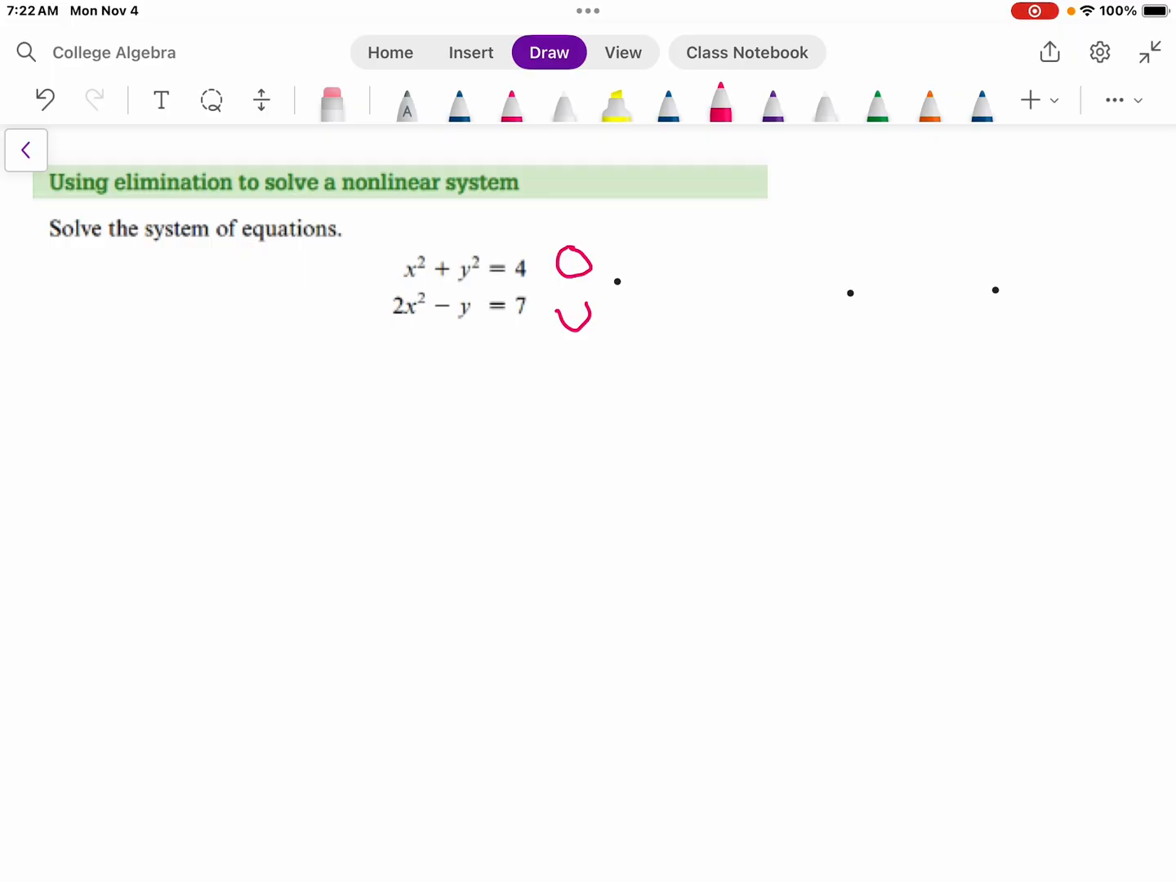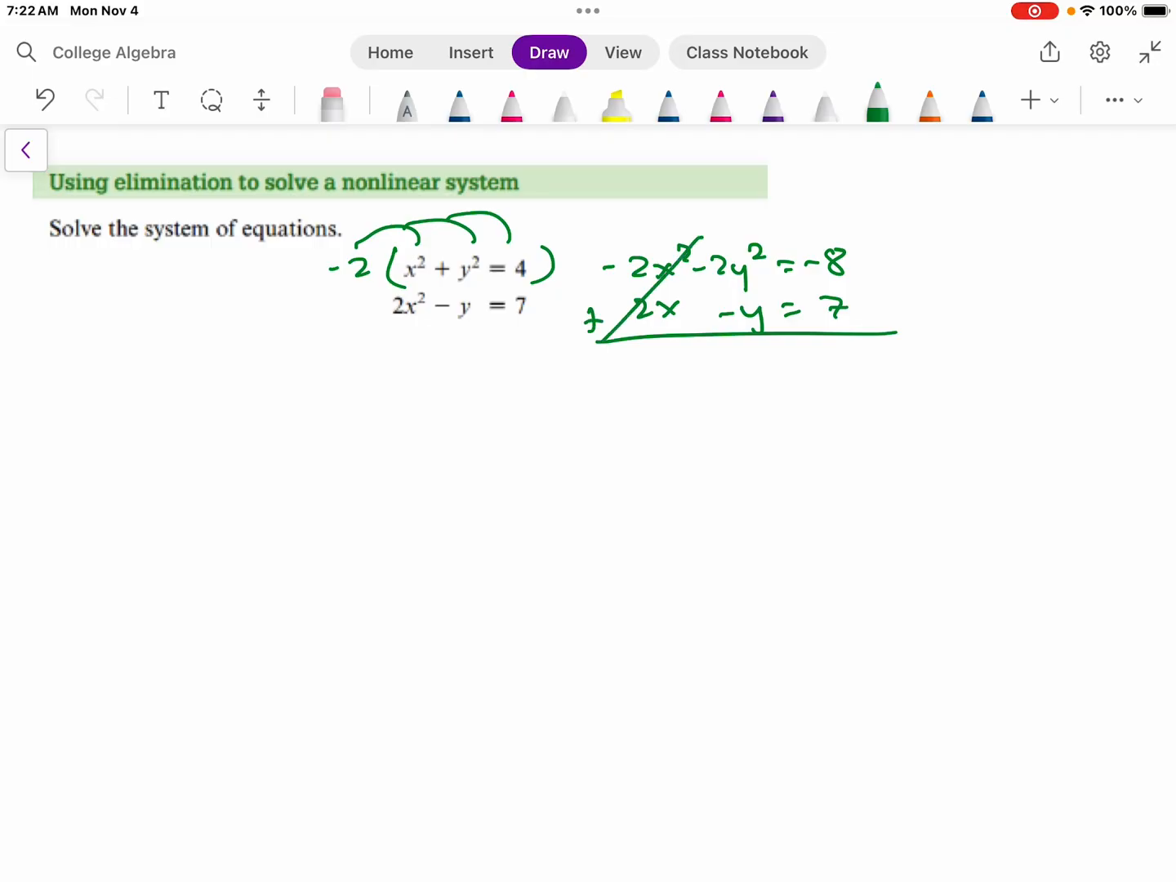We can't get the y's to cancel because one's a y squared and one's a y, so that's not going to help. So I need to get the x to cancel. What we're going to do is multiply the top equation by negative 2 so that I can add down and cancel out the x's. As I multiply through, I get negative 2x squared minus 2y squared equals negative 8. Copy down the second equation right underneath it. Now we can add the 2 equations together, so the x's do cancel. The y's don't combine, so we get negative 2y squared minus y equals negative 1.